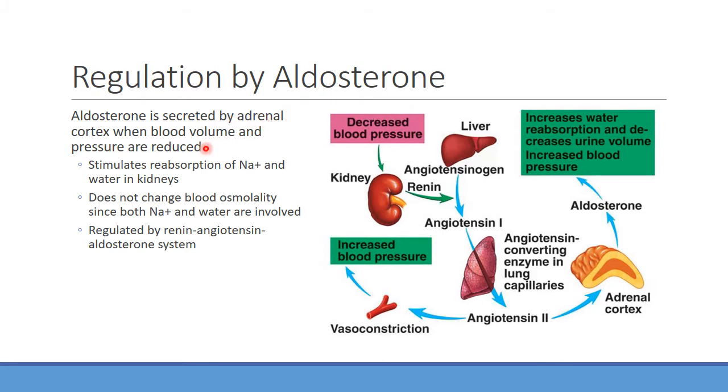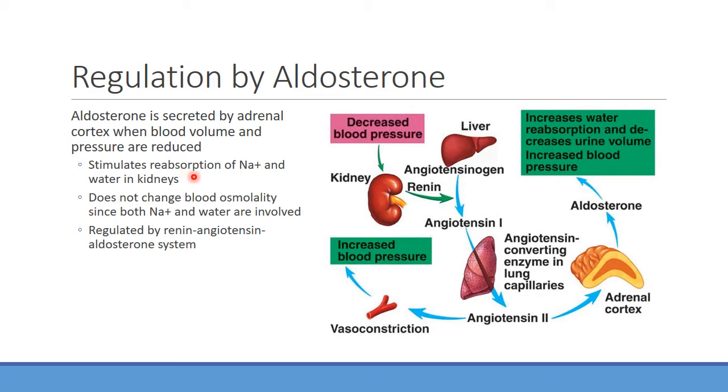Now, aldosterone gets secreted by the adrenal cortex when you notice that blood volume and pressure are reduced. So the body senses low blood pressure and releases more aldosterone in order to help bring that pressure back up. It actually helps to stimulate reabsorption of sodium and water in the kidneys. It's going to be a big thing.